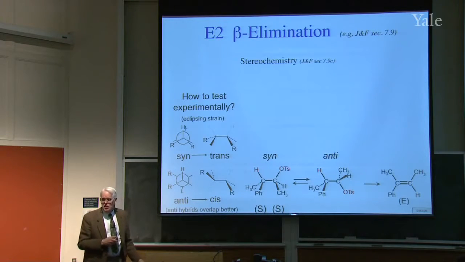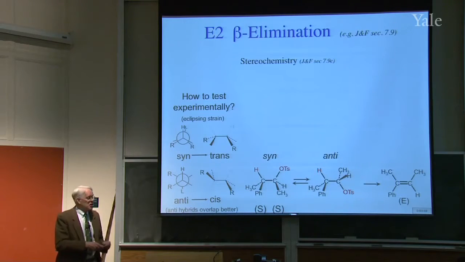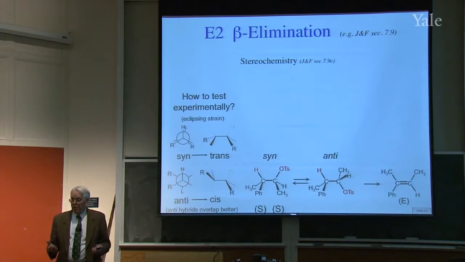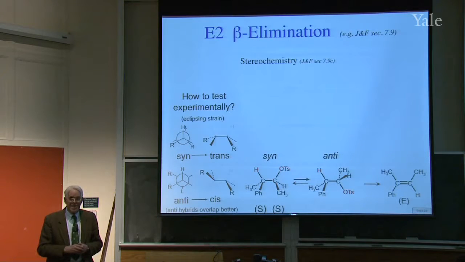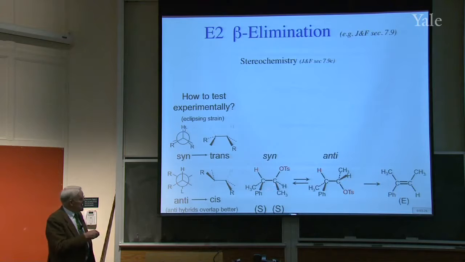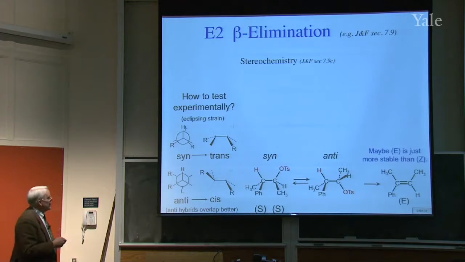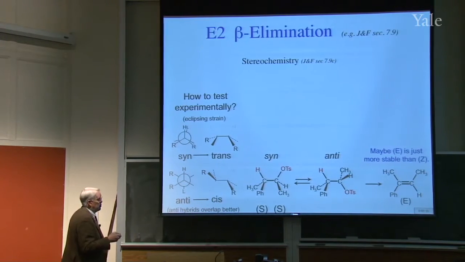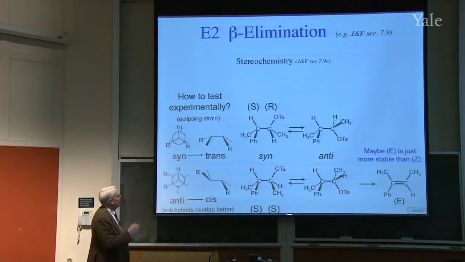right? So how can we discriminate whether it's just that it's the preferred conformation and anti is good for the reasons shown here, or whether the only reason you get that one is because it's more stable? Can anybody see how you can test that? You could use a different stereochemistry of the starting material and see if it still gives that one, okay? So maybe E is just more stable than the Z isomer, okay?